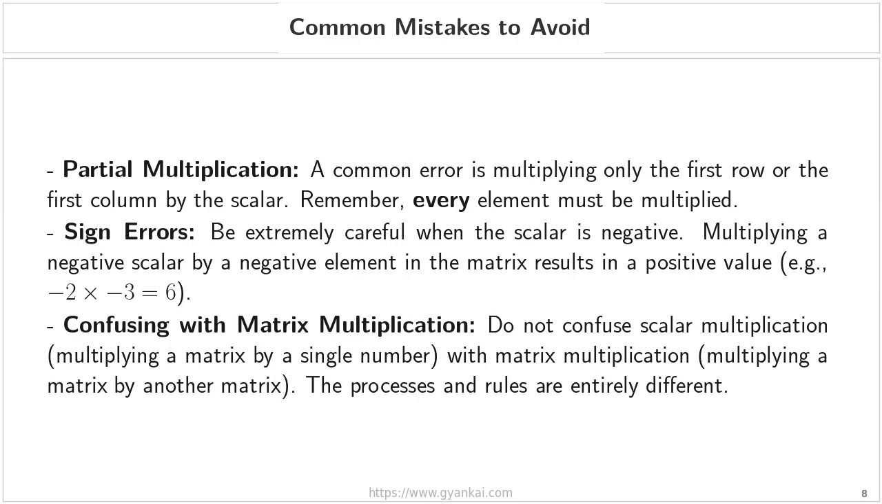Finally, it is crucial that you do not confuse scalar multiplication with matrix multiplication. While they sound similar, they are fundamentally different. Scalar multiplication, which is what we have covered today, is the process of multiplying a matrix by a single real number. Matrix multiplication, on the other hand, involves multiplying one matrix by another matrix. The procedures and the rules for those two operations are entirely different, so be sure to keep them distinct as you move forward in your studies.